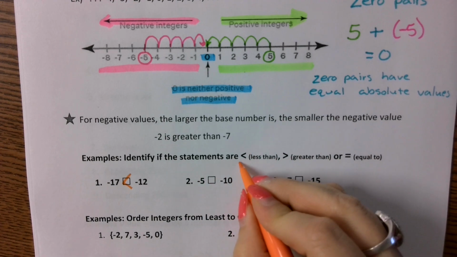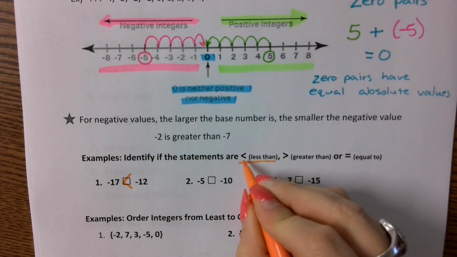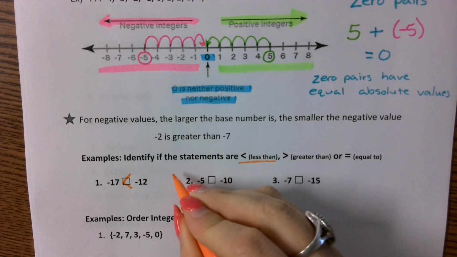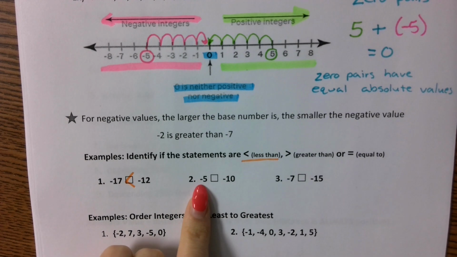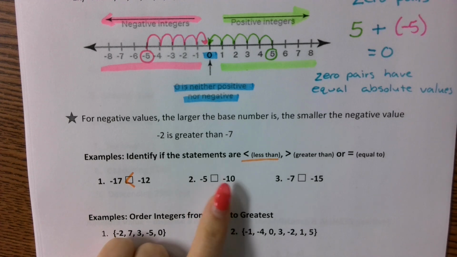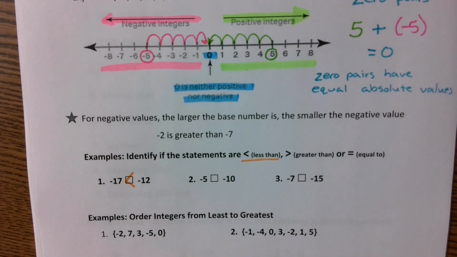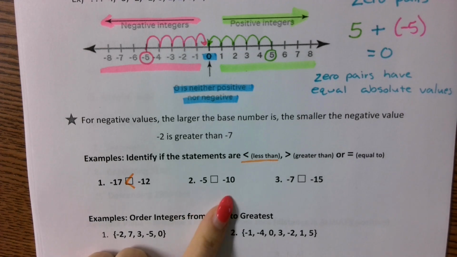Okay, less than is going to have the arrow pointing to the left, or to the lesser numbers. Okay, what about number 2? -5 compared to -10. What is that going to be, Brandon? -5 to -10.